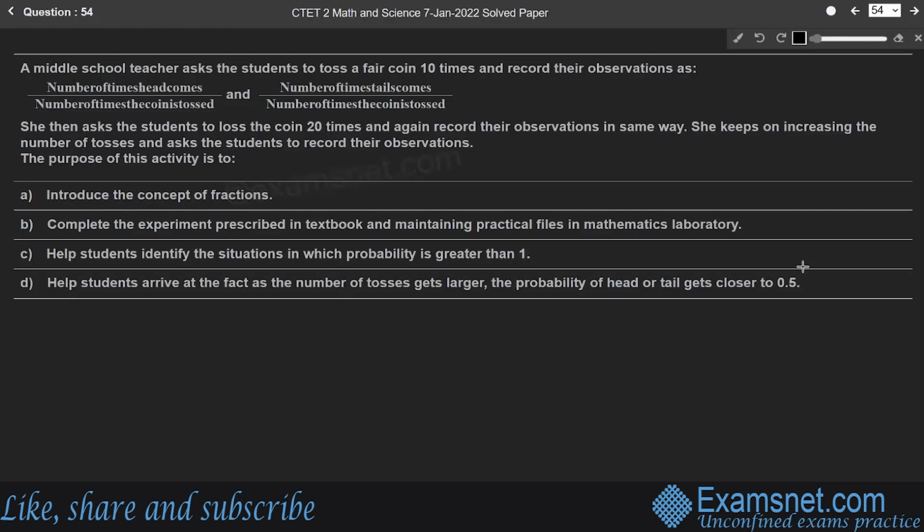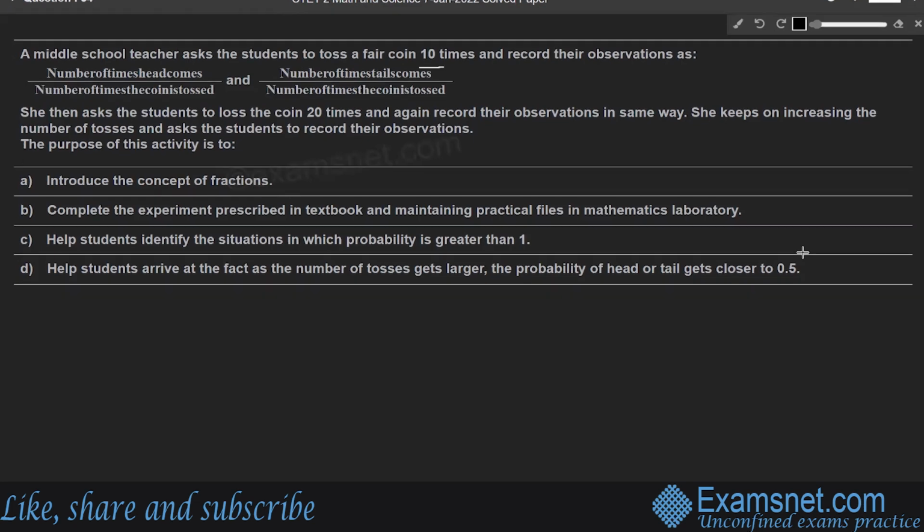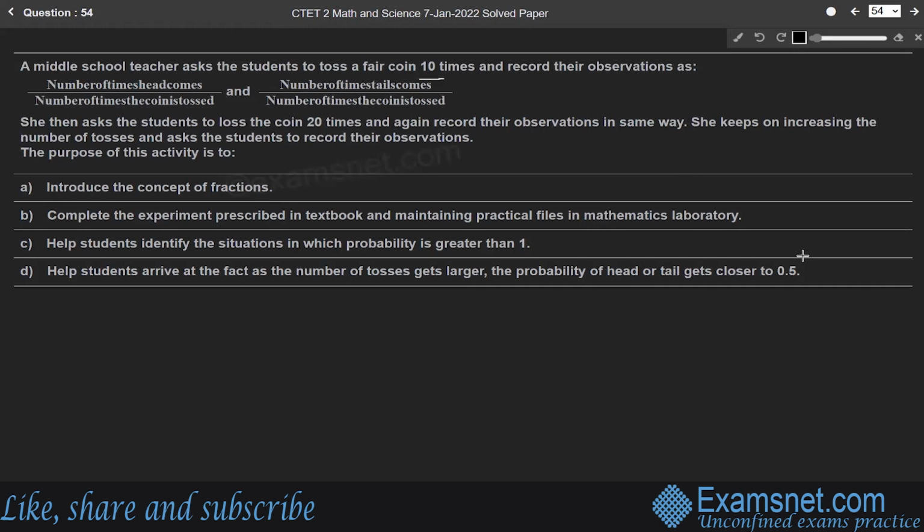Question 54. A middle school teacher asks the students to toss a fair coin 10 times and record their observations as number of times the head comes divided by number of times the coin is tossed and number of times tails comes divided by number of times the coin is tossed. She then asks the students to toss the coin 20 times and again record their observations in the same way. She keeps on increasing the number of tosses and asks the students to record their observations.